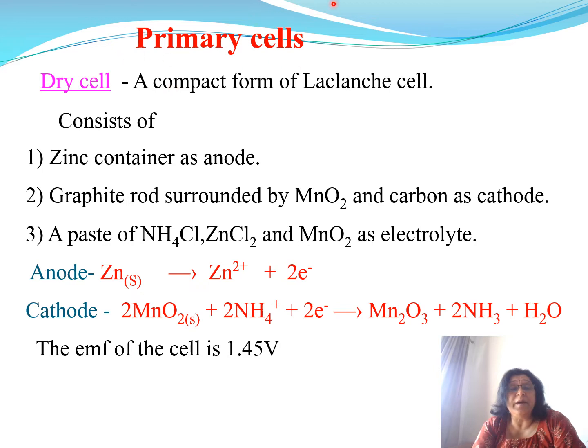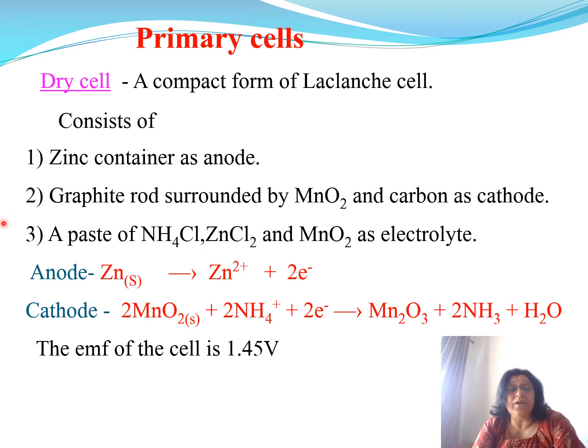So for example, in primary cell, it is the dry cell, Leclanche cell. Here zinc is the anode. Graphite rod surrounded by manganese dioxide and carbon is the cathode. There is a paste of ammonium chloride, zinc chloride and MnO2, which is the electrolyte.